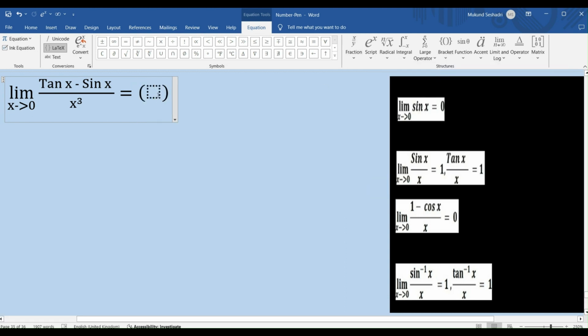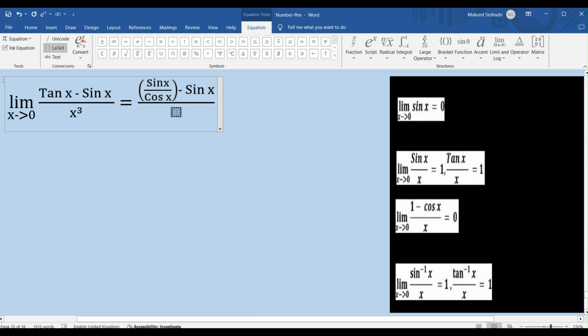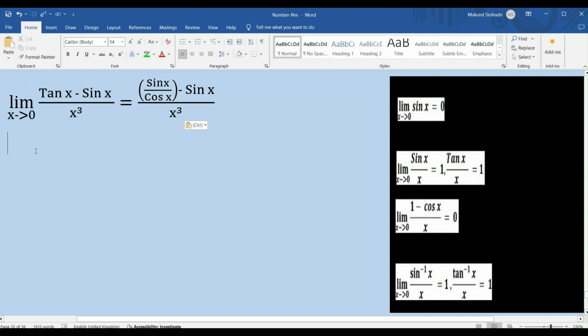I'm going to bracket this first and I write it as sin x by cos x, which is my tan x, and then I retain my sin x here as it is. And I'm going to do a whole divide by my x cube, right? Which means I can rewrite this particular expression. I'll do that in the subsequent line.